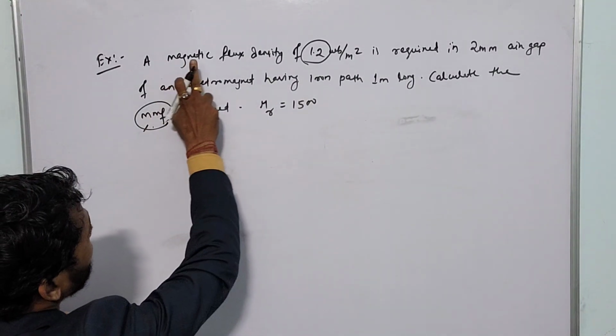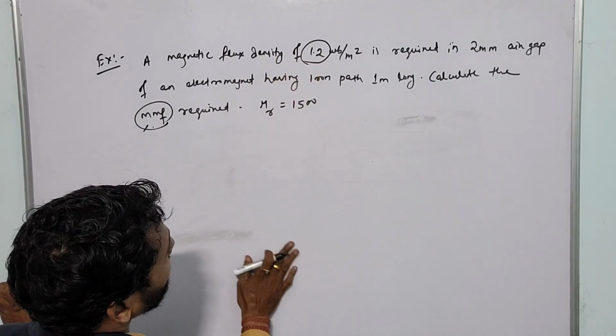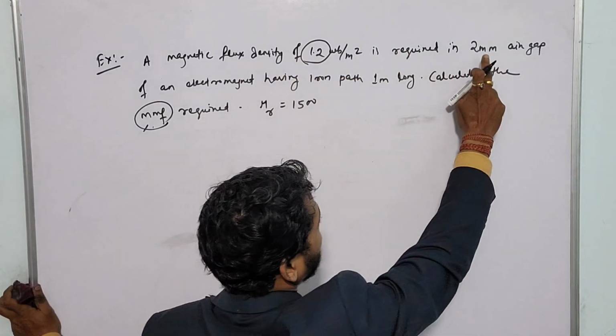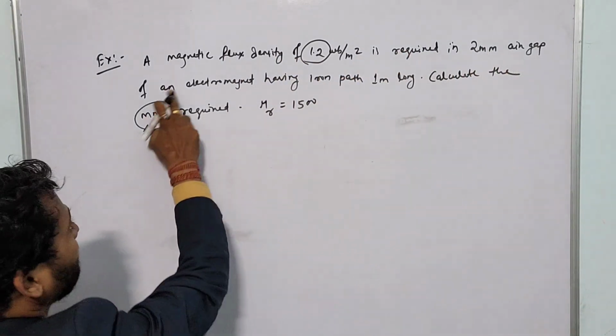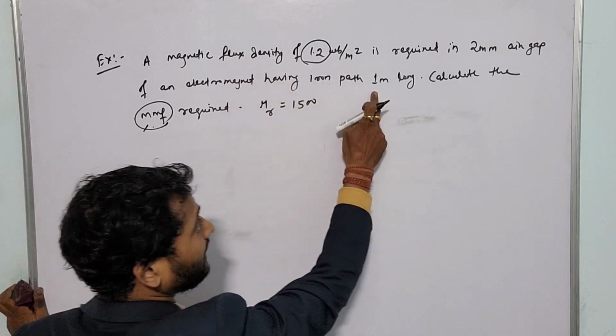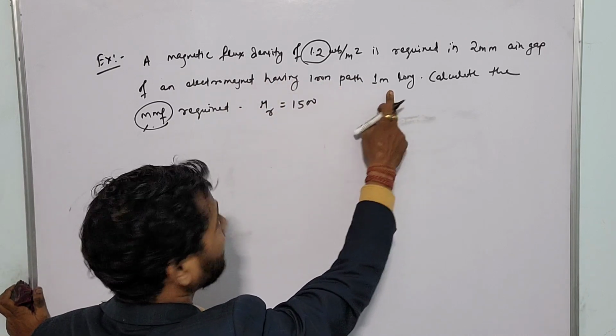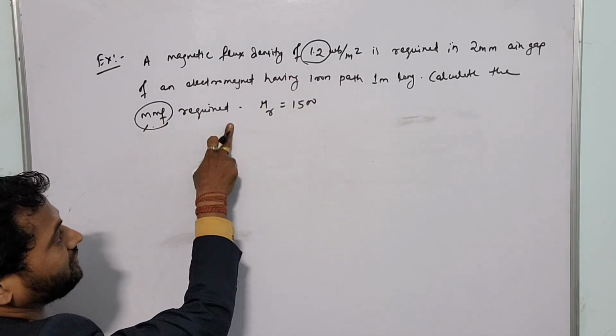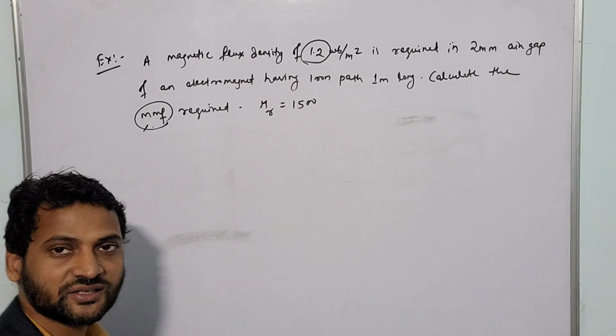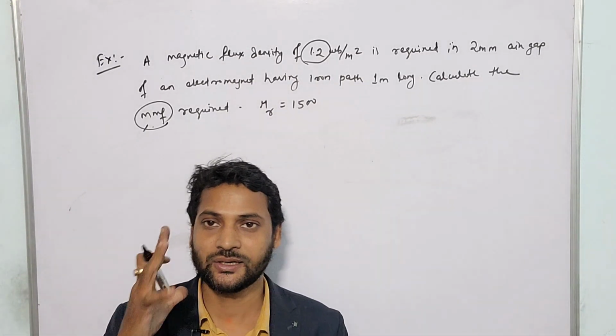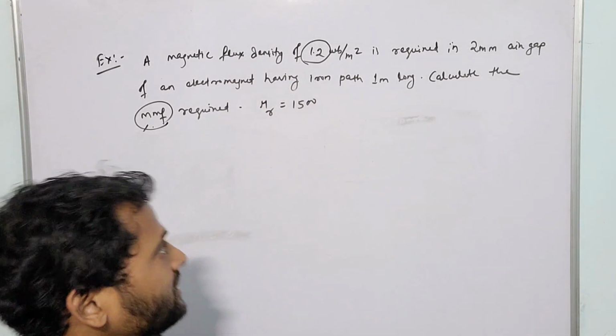Okay, look at the question. A magnetic flux density of 1.2 weber per meter square is required in 2 millimeter air gap of an electromagnet having iron path of 1 meter. Calculate the total mmf required. So it is a very interesting question. It is a kind of composite magnetic circuit.